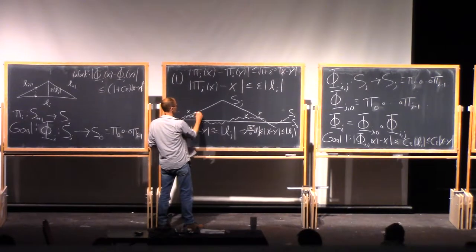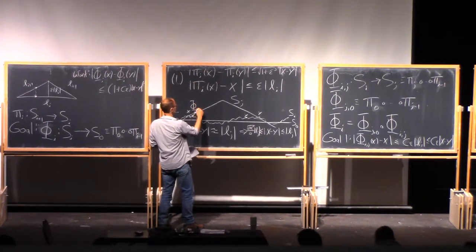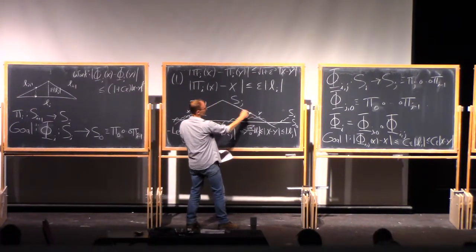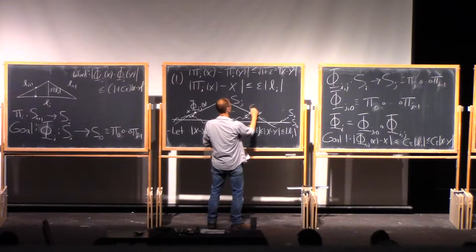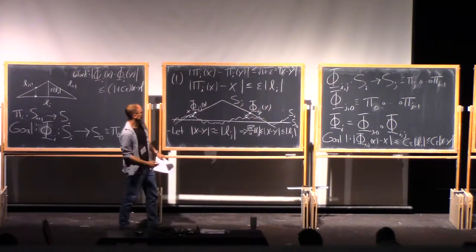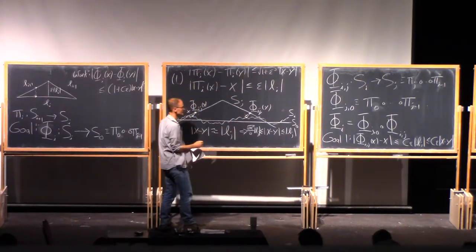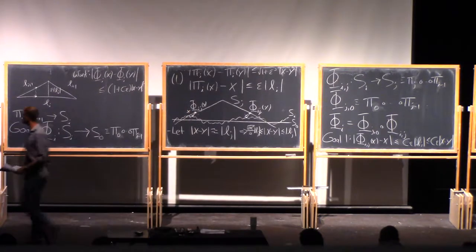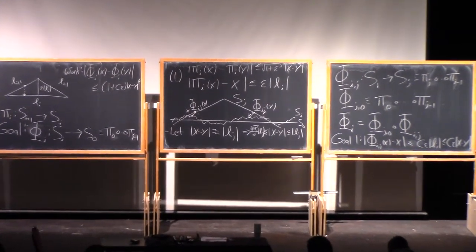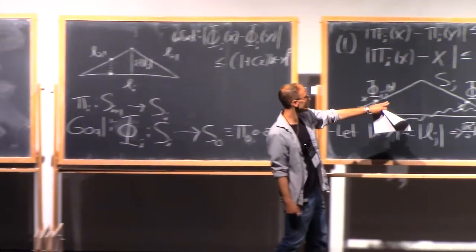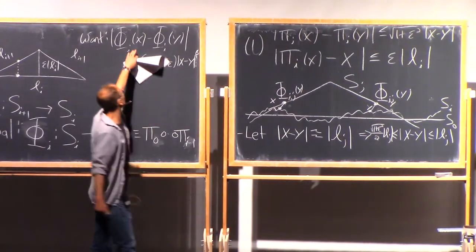They've moved here. So here's my phi ij of x, and this has moved over here somewhere. It's bounced around, but it's gotten up around here, my phi ij of y. So comparing these two distances is now basically equivalent to comparing these two distances. It doesn't matter. Okay. So now how do I finish the game and prove this?